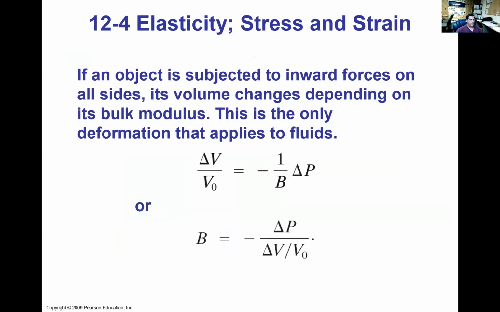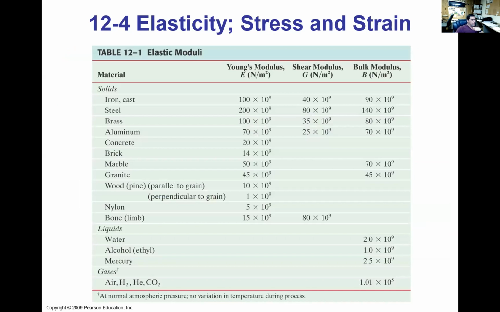And then the last one, notice that they gave us values for liquids and gases, but they didn't report shear modulus. They didn't report bulk modulus for liquids and gases. Well, that's because the bulk modulus deals with the liquids and gases. You can also have Young's, shear, and bulk for some solids.